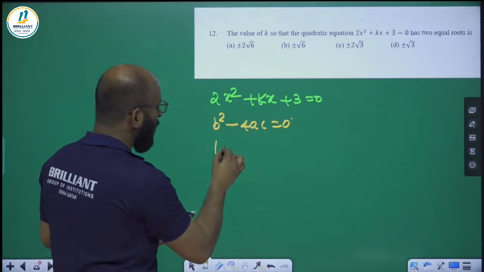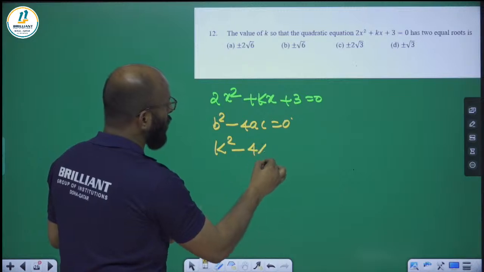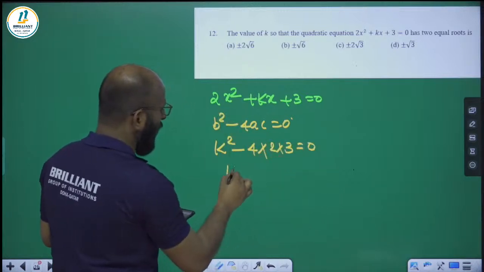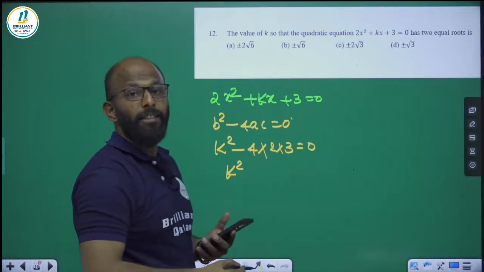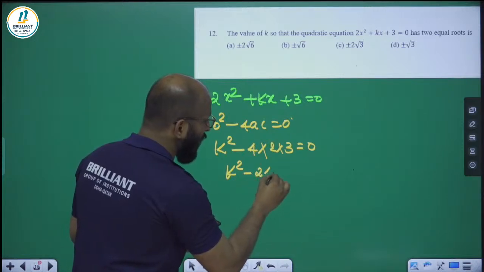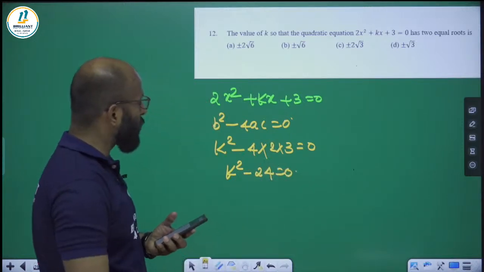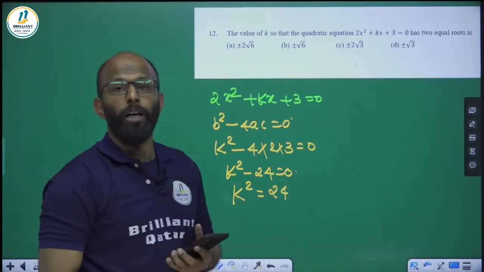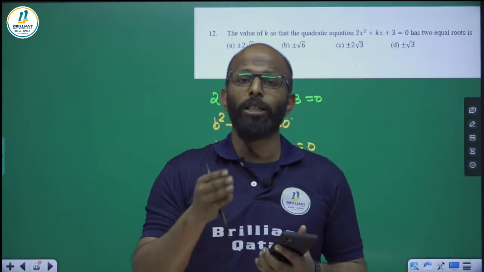So what is the value of b? k square minus 4 into a, which is 2, into c, which is 3, is equal to 0. K square minus 4 twos are 8, 8 threes are 24. K square minus 24 is equal to 0. Therefore, k square is equal to 24. Then tell me what is the value of k?